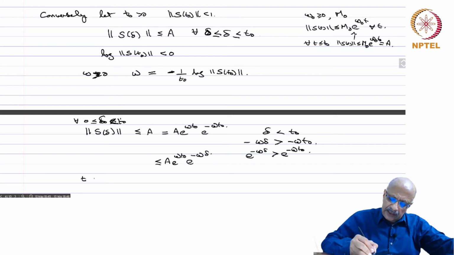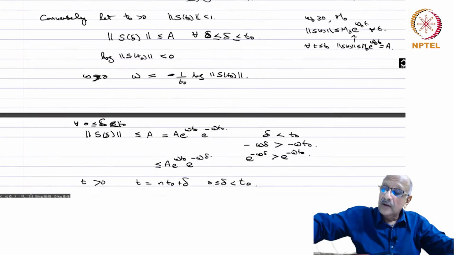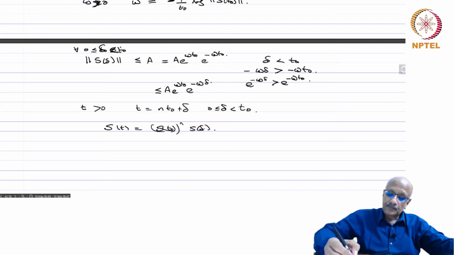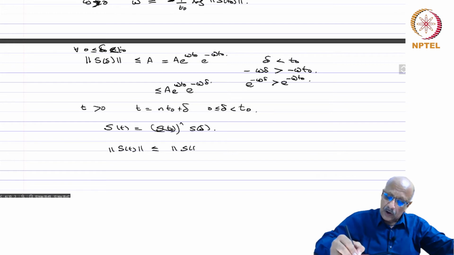Now, given any t in R, t greater than 0, we can write t as n times T naught plus delta, where 0 is less than or equal to delta less than T naught, the usual trick which we did earlier. So, S(t), by the semigroup property, is S(T naught) to the power n times S(delta). Now, therefore, the norm of S(t) is less than or equal to the norm of S(T naught)^n into the norm of S(delta).